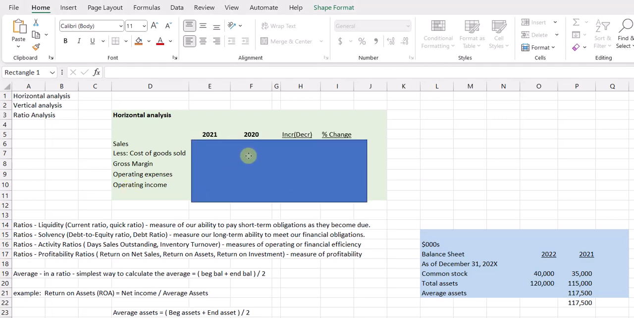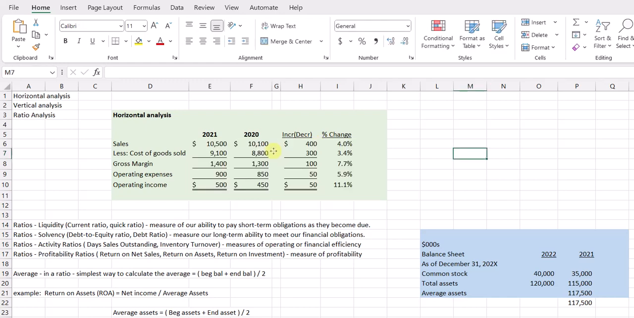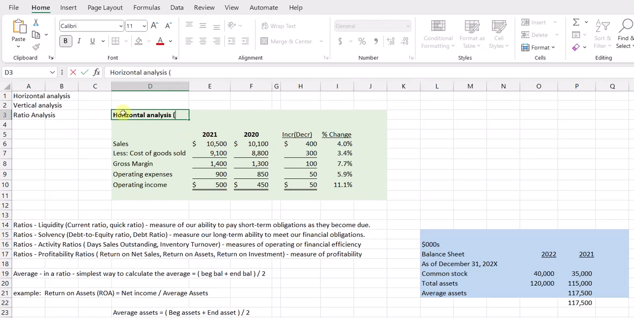Okay, so with horizontal analysis, what we typically do is we have columns for one time period versus another. There can be exceptions here. And then we compute an increase in dollars in the change. All right, so if I eliminate this now, I have an example. So last year we had sales of, and let's assume this is in thousands, right?